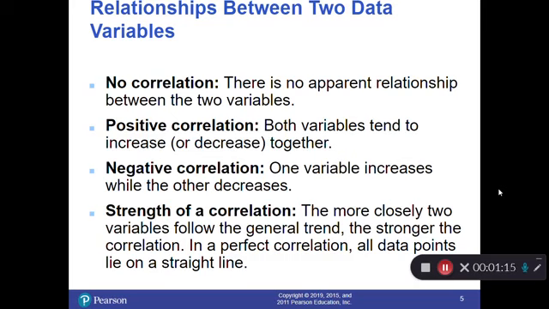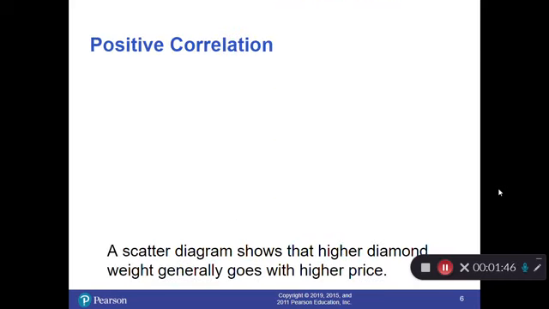If there's no correlation, that means that there's no apparent relationship between the two variables. If there's a positive correlation, that means that both the variables tend to increase or decrease together. A negative correlation is when one variable increases while the other decreases. And the strength of a correlation is how close the variables follow the general trend. Whenever we look at a scatter plot, we're trying to see how close the points are to actually following the trend versus how spread out the points are.